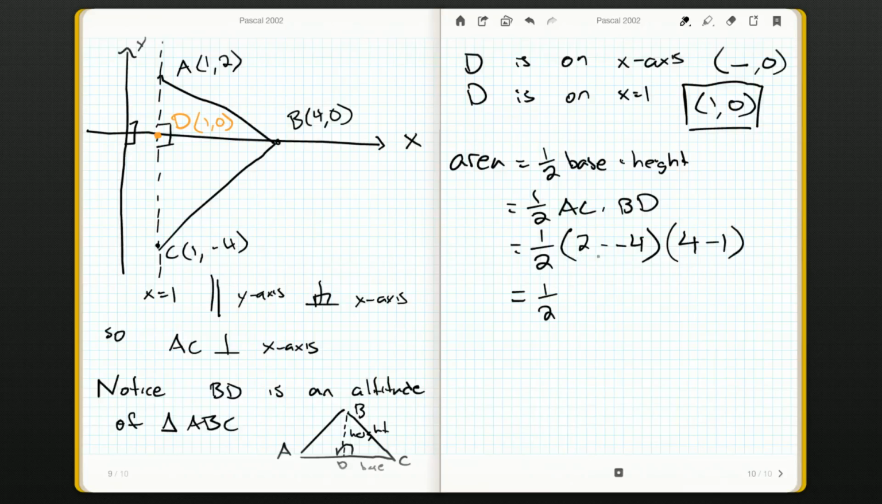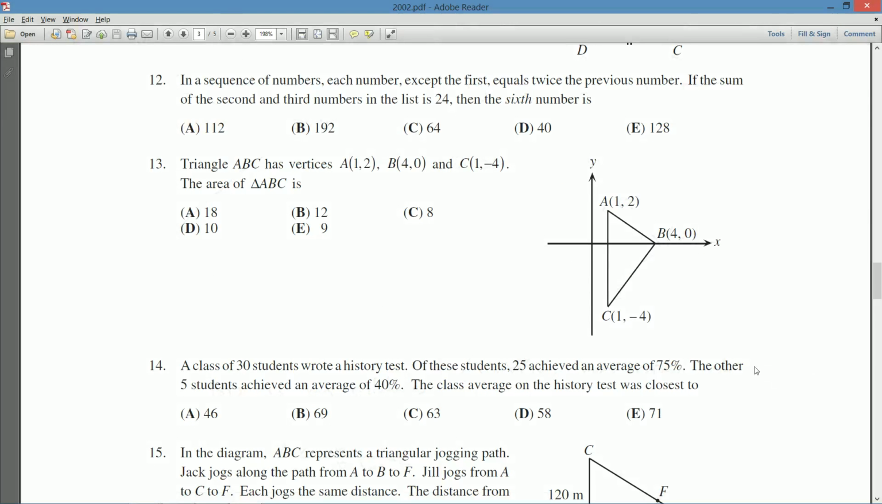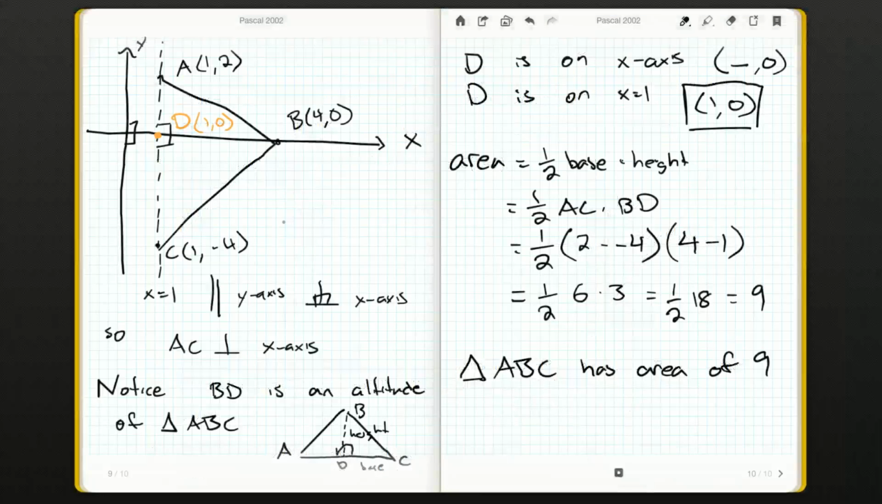So this is 1/2. 2 minus negative 4, that's just going to be 6. 4 minus 1 is 3. So this is 1/2 of 18, better known as 9. So we have an area of 9. Okay. Well, that is E. Our answer is going to be E. So we'll bubble in E, and then we're ready to move on to our very next question.